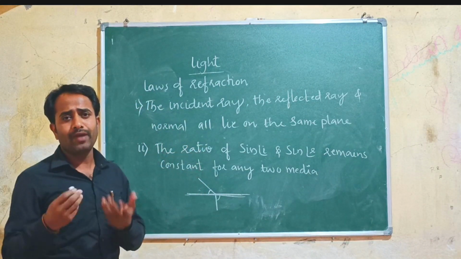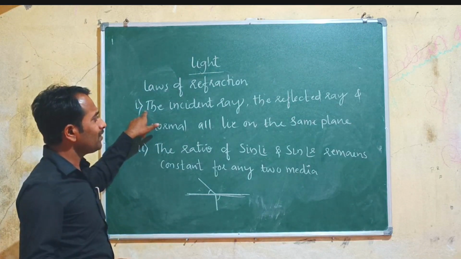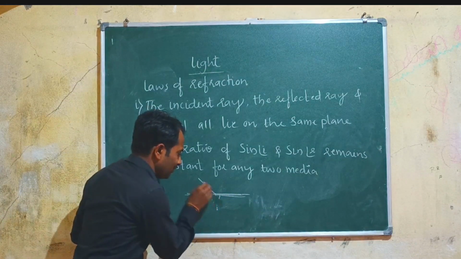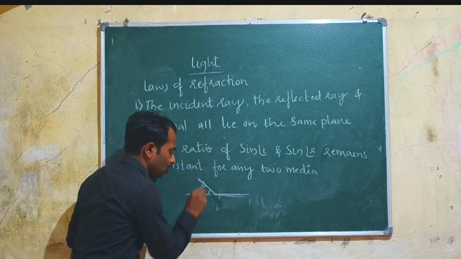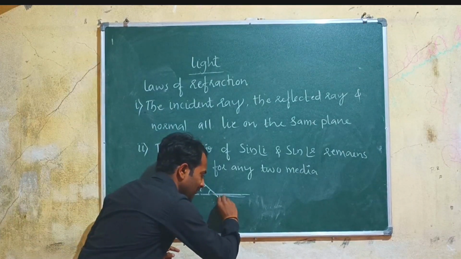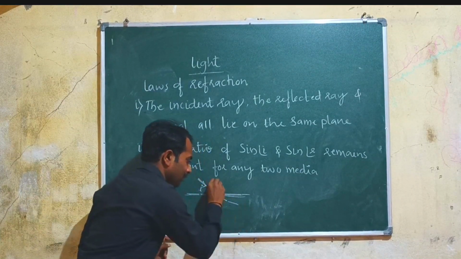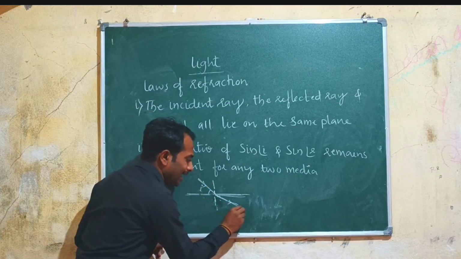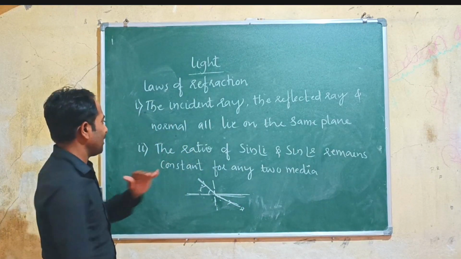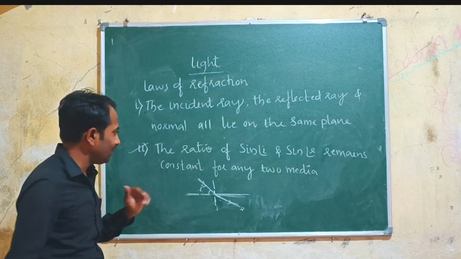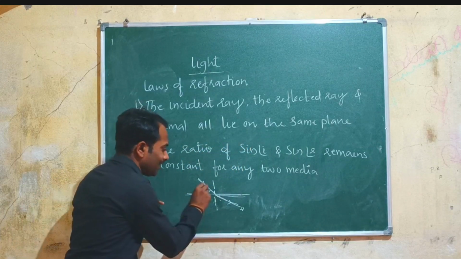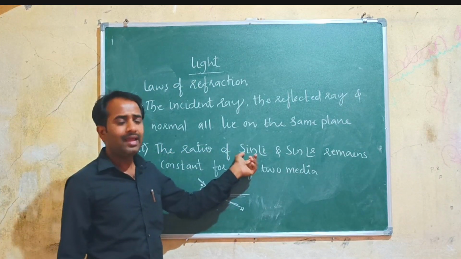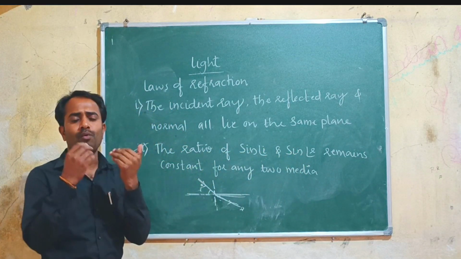Refraction of light also has two laws. The first law: the incident ray, the refracted ray, and the normal lie on the same plane. If the incident ray is i and it is refracted like this, we have to draw a normal. The incident ray, normal, and refracted ray lie on the same plane. The second law of refraction: the ratio of sin i, the angle of incidence, to sin r, the angle of refraction, remains constant for any two media.